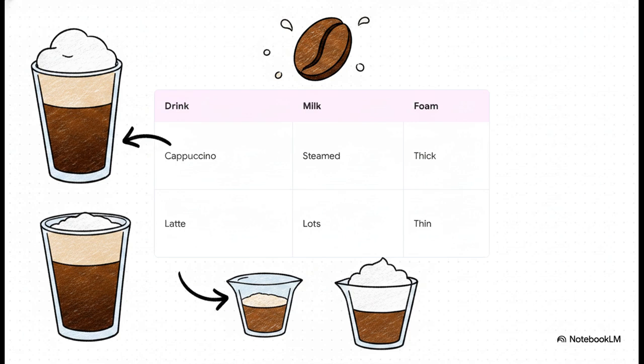On the flip side, the latte uses espresso mixed with a much larger amount of steamed milk, but topped with only a tiny, thin layer of foam. It's all about that ratio of liquid milk to airy foam. That one single variable is what separates a rich, foam-heavy cappuccino from a highly creamy, mild latte.